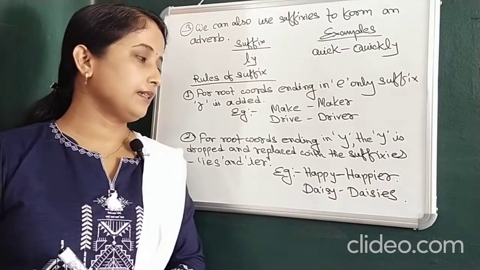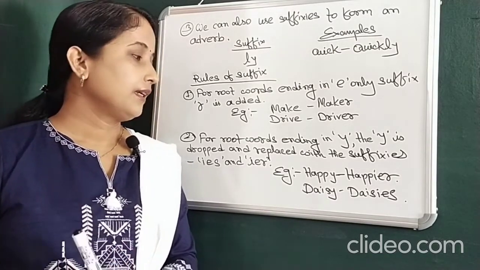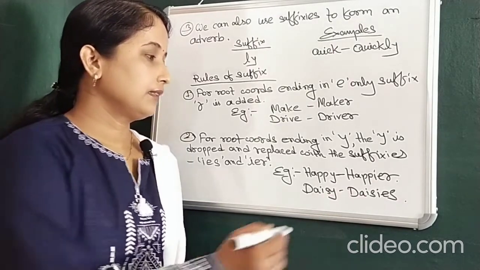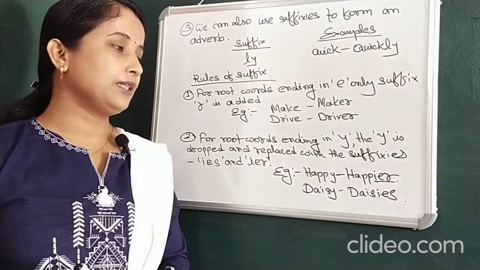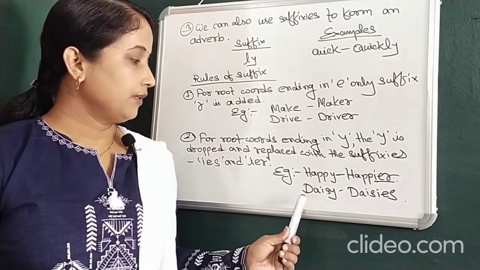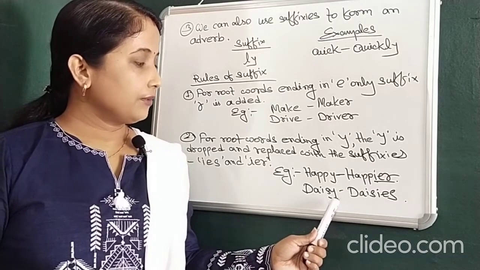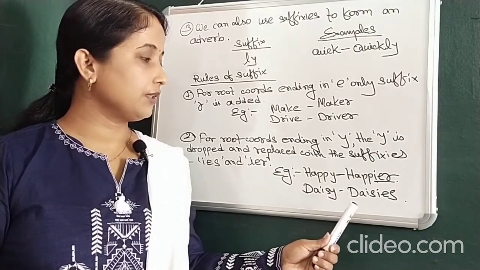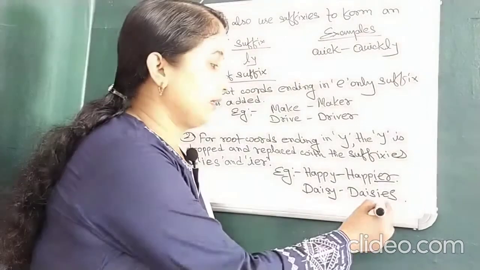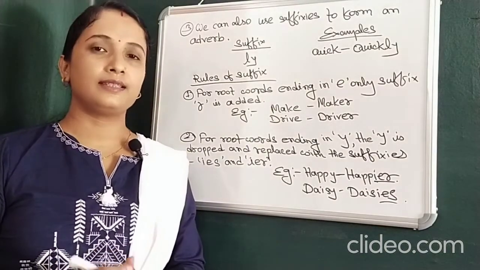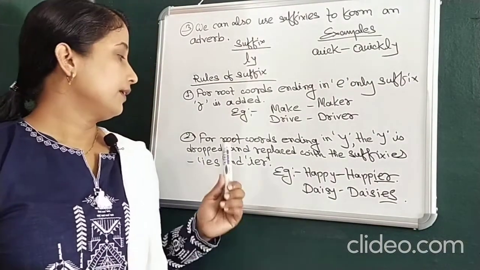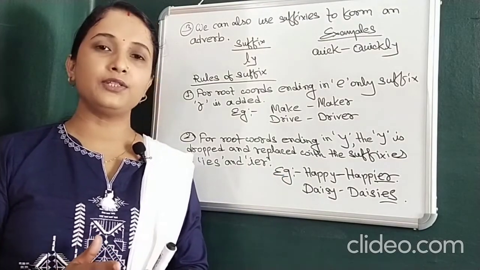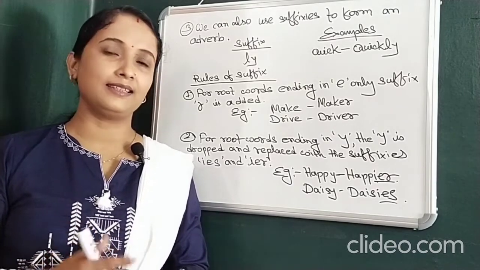The word happy is also ending in y. Here at first y is dropped and then replaced with the suffix ier, happy to happier. The word daisy is also ending with the letter y. At first y is dropped and then replaced with the suffix ies, daisy to daisies. Okay. So, for the root words which are ending in y, at first y will be dropped and then replaced with the suffixes ier and ies.